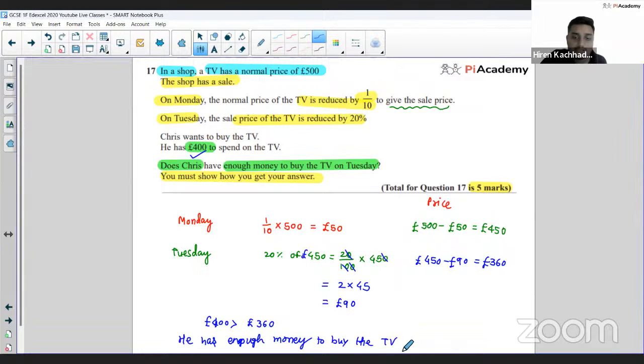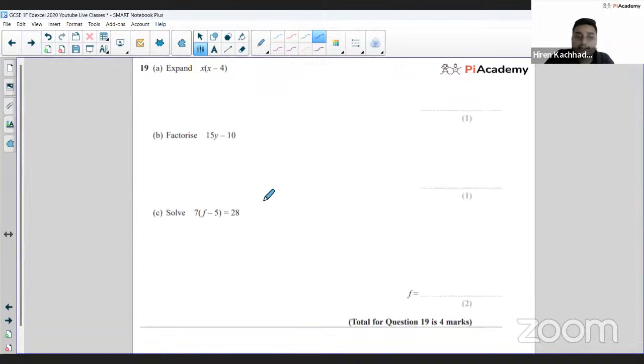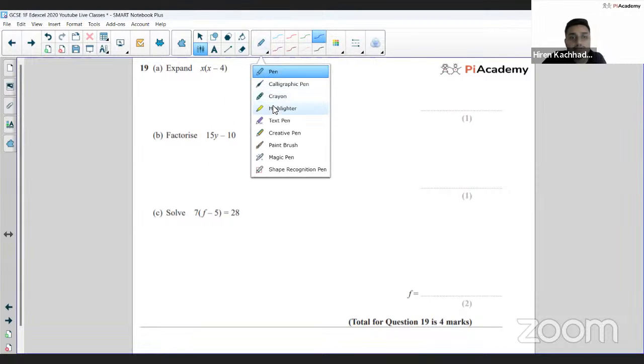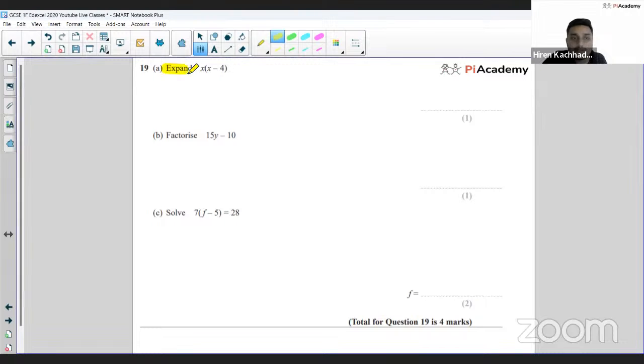So let's move on to the next question. The next question is from algebra. Here you need to expand, factorize, and solve. We have 3 questions: in A you have to expand, in B you have to factorize, and in C you have to solve. The total is 4 marks, and you have 1 minute to solve this question. You can take 1.5 minutes, but it is easy. So take your time, but I need the correct answer.